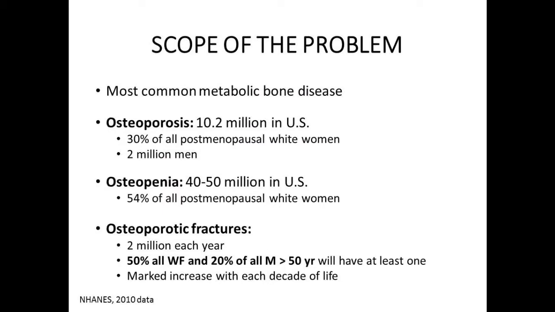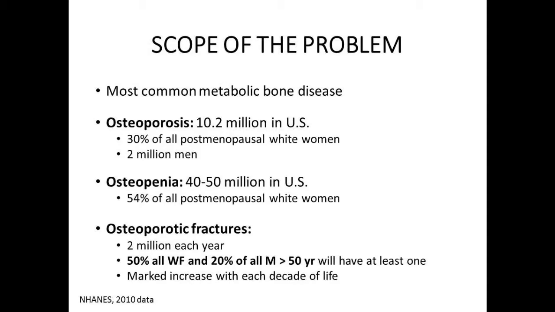All right, scope of the problem. It is the most common metabolic disease. Obviously, we're not seeing quite as much of osteomalacia and Paget's and other things that make up my practice. 10.2 million folks in the US. About a third of all postmenopausal white women, if you look. And let's not forget the men. 2 million men. Age is the biggest risk factor for osteoporosis in men. Osteopenia, which just means milder degrees of bone loss by bone densitometer, affects up to 50 million folks in the country and over half of all postmenopausal white females.